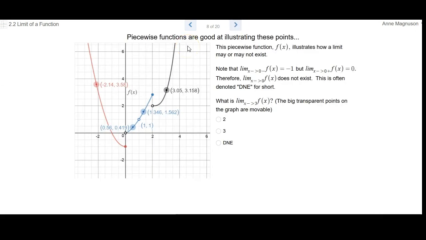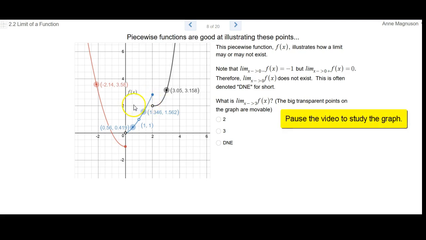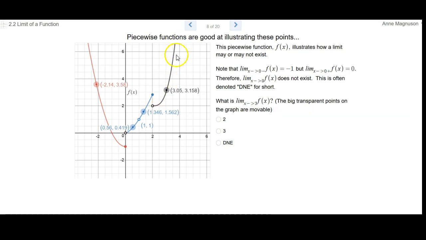Piecewise functions come up a lot because their graphs are good at illustrating weird situations with limits. So if you look at this piecewise graph, what's the limit as x approaches 2? Well, as x is approaching 2 from the left, the y values look to be approaching close to 3. As x values approach 2 from the right, the y values are approaching 2. So since the limit from the left does not equal the limit from the right, it does not exist. So the answer would be does not exist.